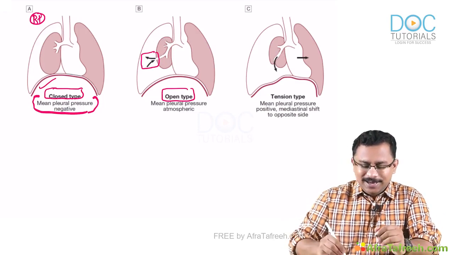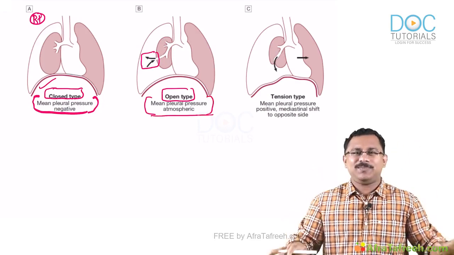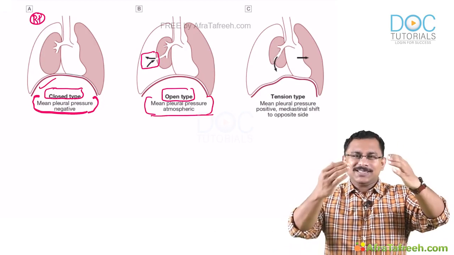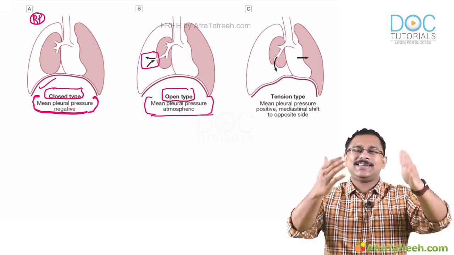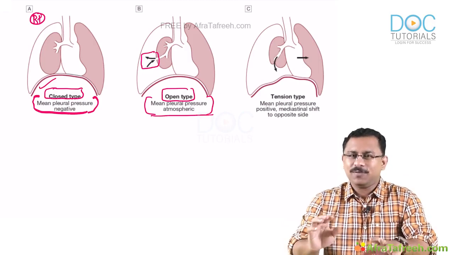So that is when the mean pleural pressure would again be similar to your atmospheric pressure. Okay, so why? Because there is flow of air into as well as outside the pleural space. That is called an open type of pneumothorax.